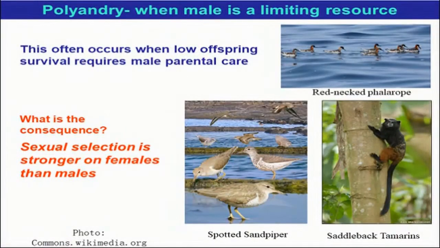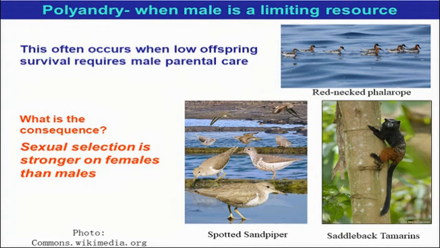Another example of polyandry is when the males are very limited. It means a female may go for multiple males when a particular quality or some particular qualities are not available in a single male. So this often occurs when low offspring survival requires male parental care. In a particular partner or male, if the parental care is very poor, the female may go for another male. So this way the polyandry takes place where the male is a limiting resource.